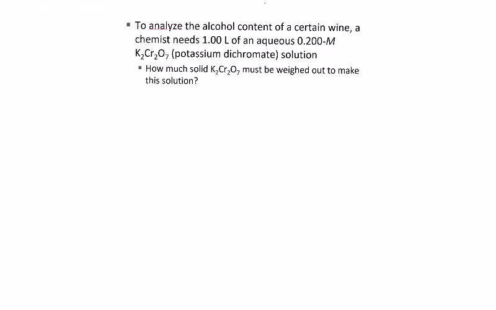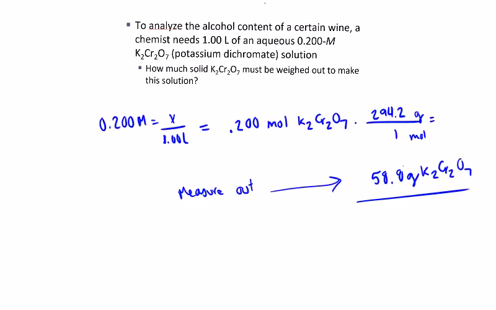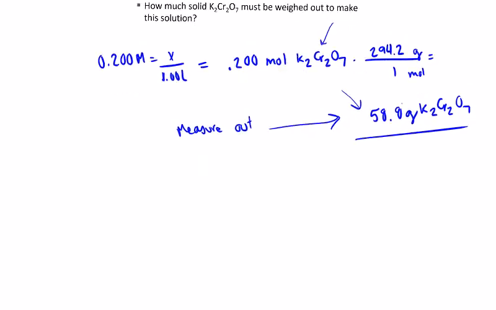So I think up next I have a problem. To analyze the alcohol content of a certain wine, a chemist needs a liter of 2 molar solution. How much must be weighed out to make the solution? So pause the video and work it on your own, and then unpause me and see if you got it right. Okay, so after you do the molarity calculation to solve for your moles, we know that we are measuring out potassium dichromate. And so after, we're going to know that we're going to measure out 58.8 grams. And that's what's going to be dissolved in a 1 liter volumetric flask.